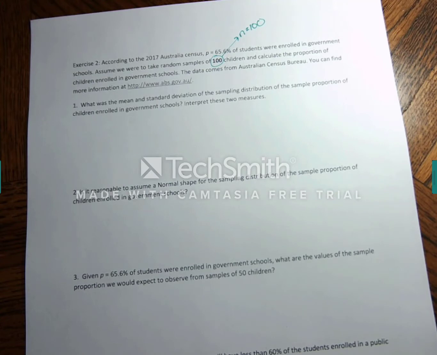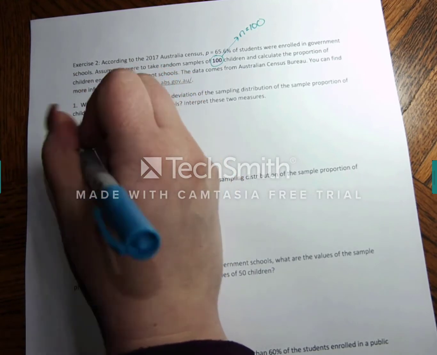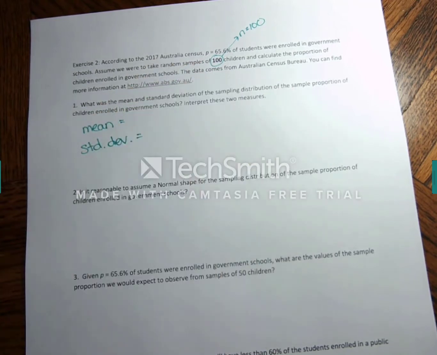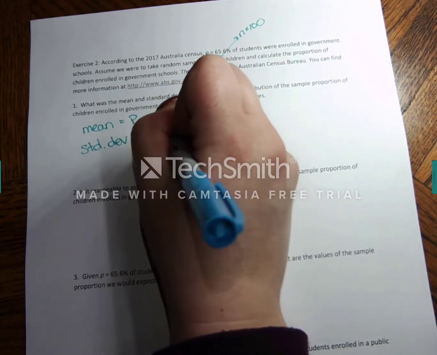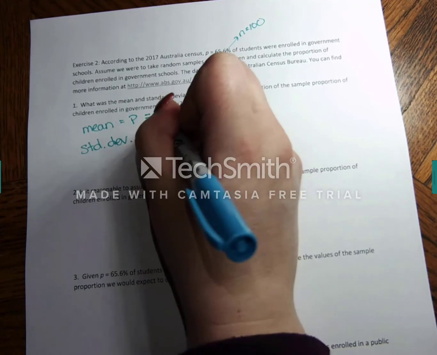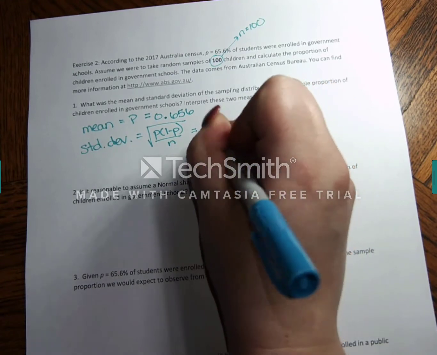What is the mean and the standard deviation of the sampling distribution of the sample proportion of children enrolled? We need our mean and we need our standard deviation. If we look at our formula sheet for the sampling distribution of the sample proportion, we will see that the mean is located at the population proportion, and the standard deviation is equal to the square root of P times 1 minus P divided by n. In this case, we're given P up above, but we want to write it in decimal form. Now filling in the formula for the standard deviation.